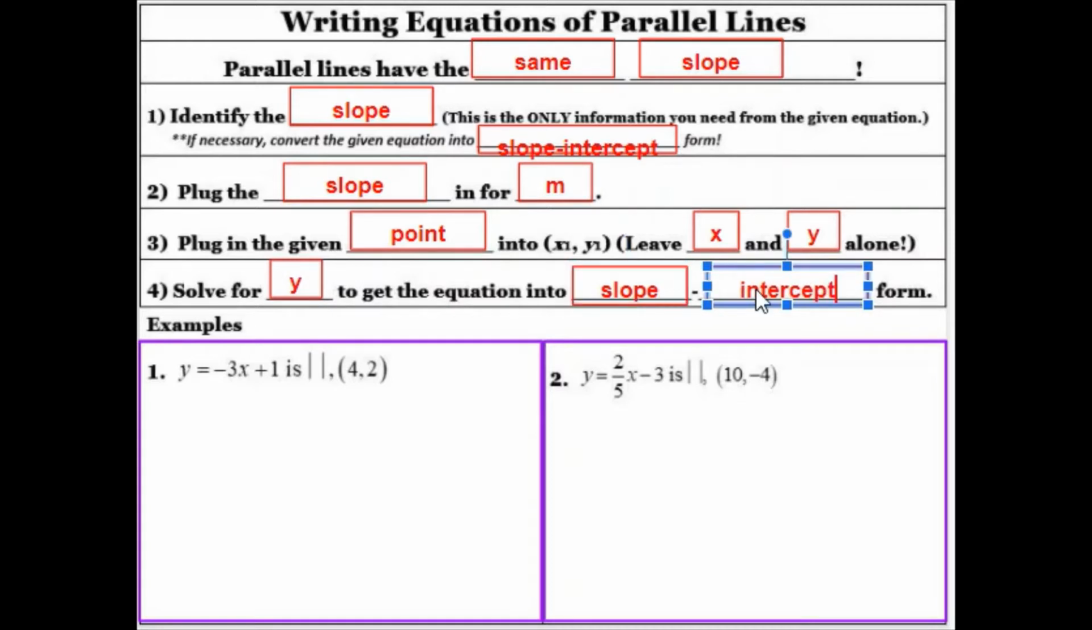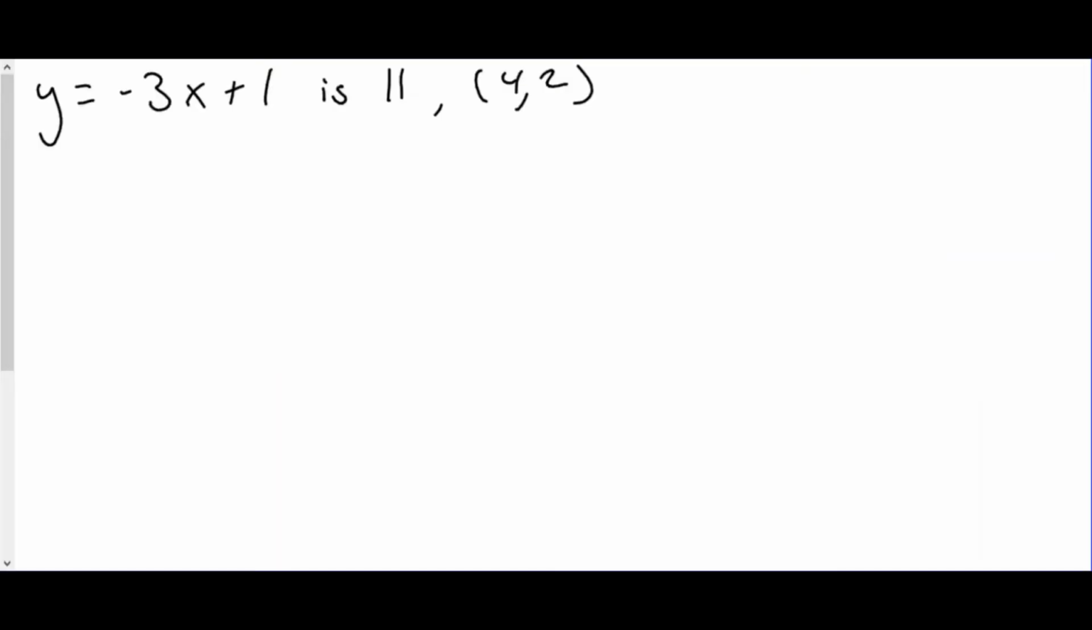And then we'll solve that equation for y to get it into slope-intercept form. So for this problem, I want to write the equation of the line. I know that y equals negative 3x plus 1 is parallel to the line, and it has to go through the point (4, 2). So this is the symbol for parallel. It's two parallel lines. So I know that parallel lines have the same slope. So I have to find the slope. Luckily, this is in slope-intercept form, so I know the slope is just my number with x. So my slope is negative 3, and I do not need anything else from the equation, just the slope.